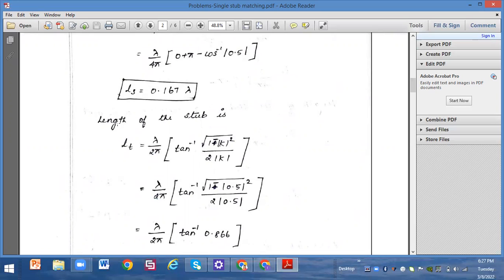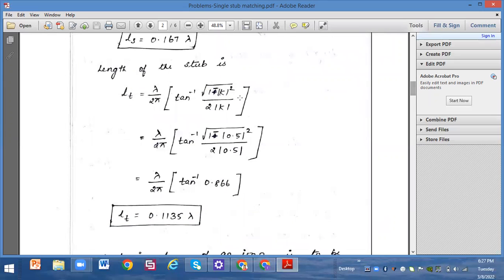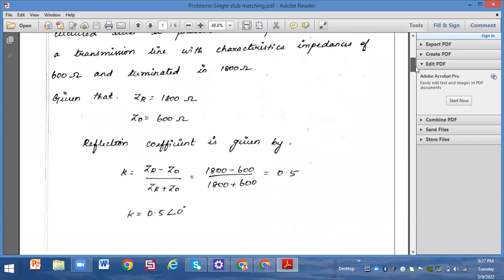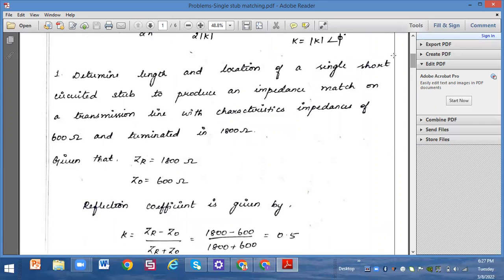Coming to the length of the stub, LT is given by lambda by 2 pi tan inverse of square root of 1 minus mod K square by 2 into modulus of K. Here we already know the reflection coefficient. Mod K we know, right? Mod K is 0.5. Just substitute in this formula and you will find the length of the stub. This is how we find the location as well as the length of the stub using the reflection coefficient.